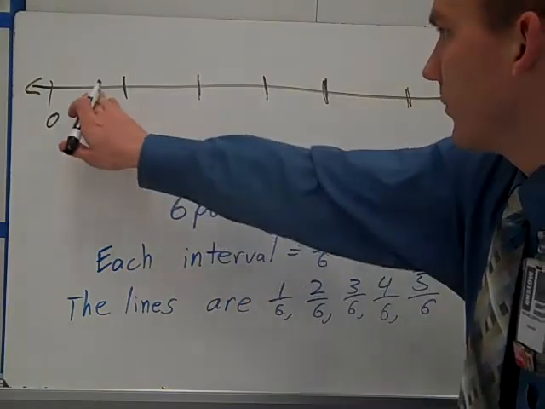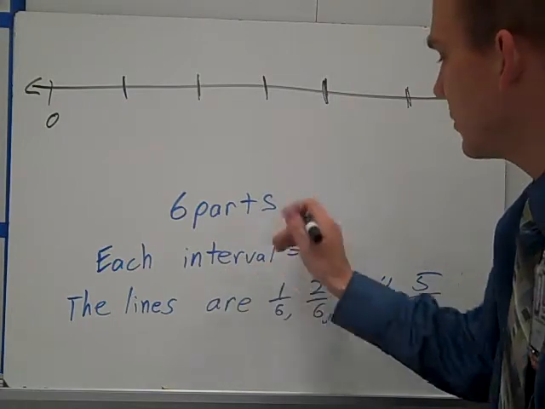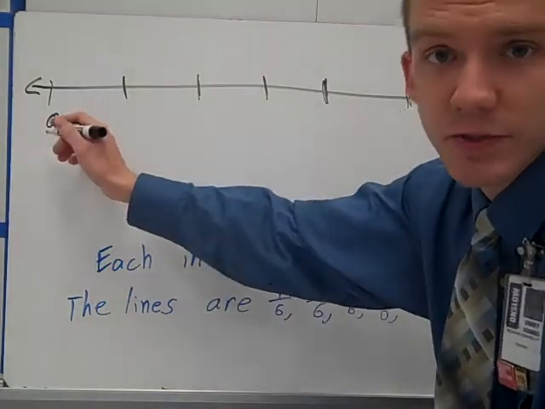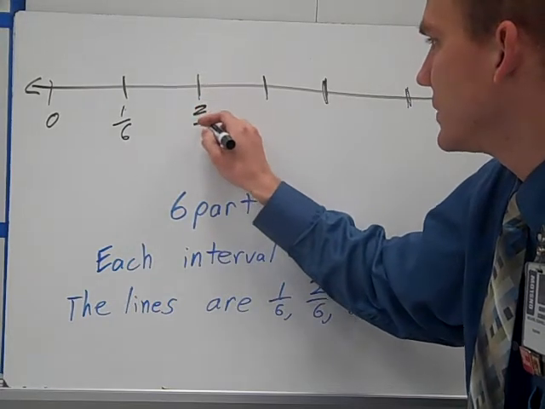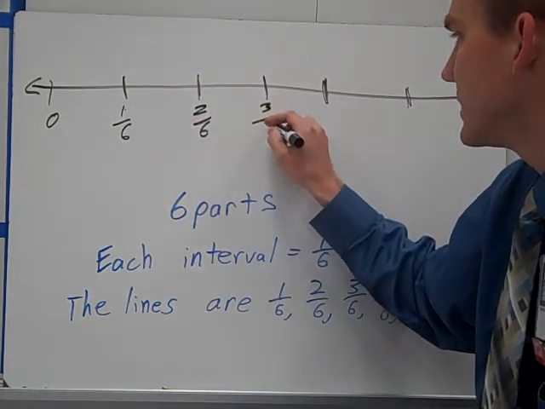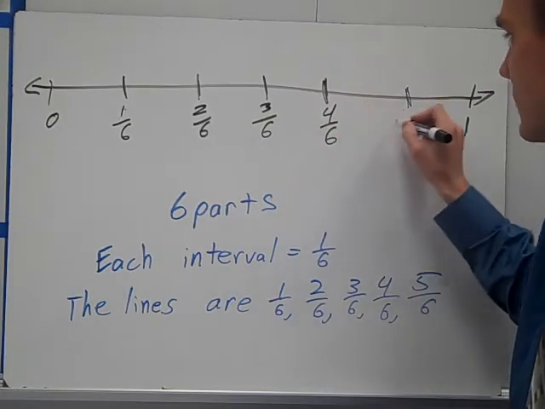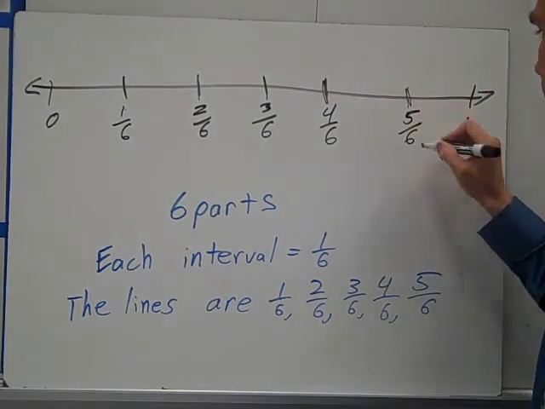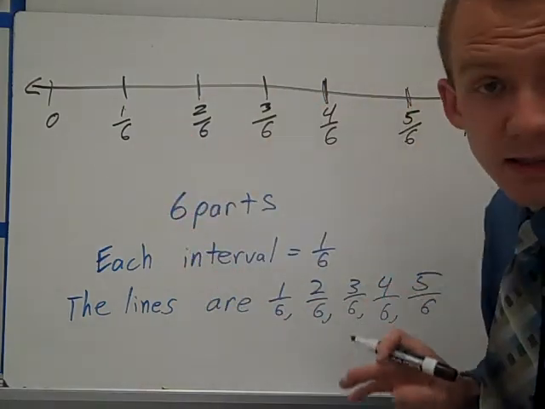Now we can look through. We have 1, 2, 3, 4, 5, 6 parts. Each interval is 1/6, so we have 0 or 0/6. Then you have 1/6. Then you have 2/6. 3/6, which is right at the halfway marker. 4/6. 5/6, and then you have 6/6 or 1 whole, and we put 6 on the number line.